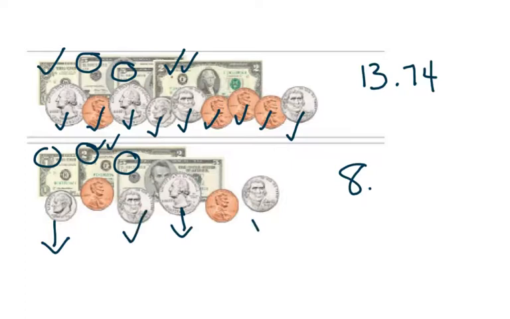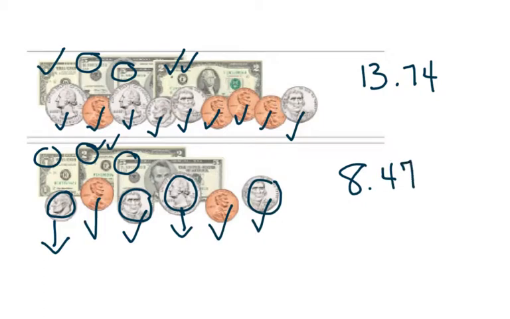40, 45. So 25 here. This makes 35. Then I'm going to go up by 5s, which is 40, 45. Then I have 46, 47. So I have $8.47 in that picture.